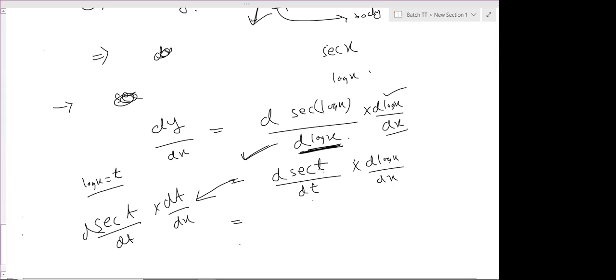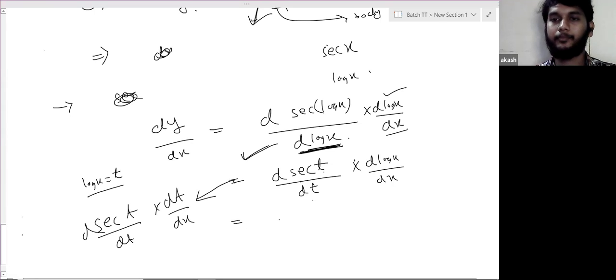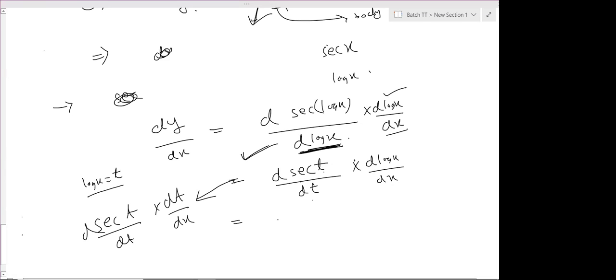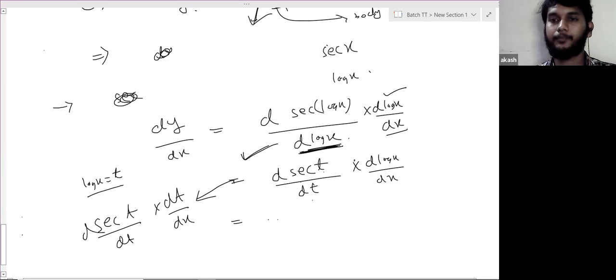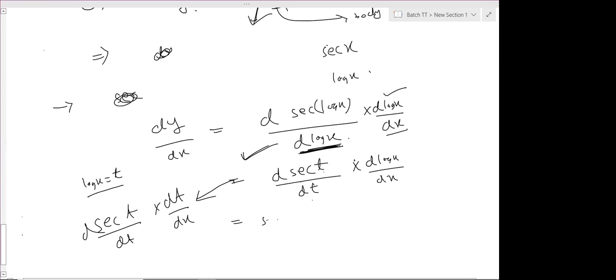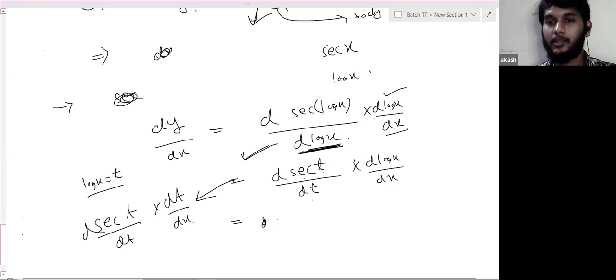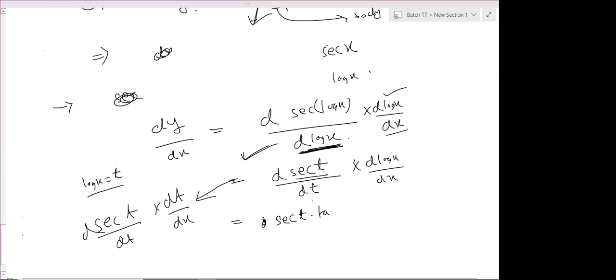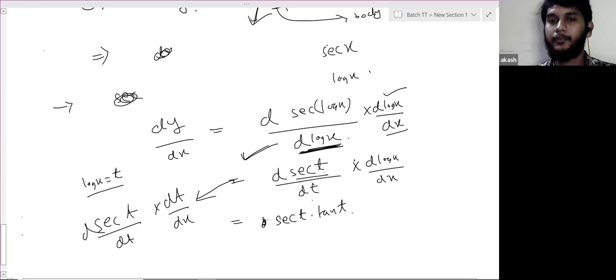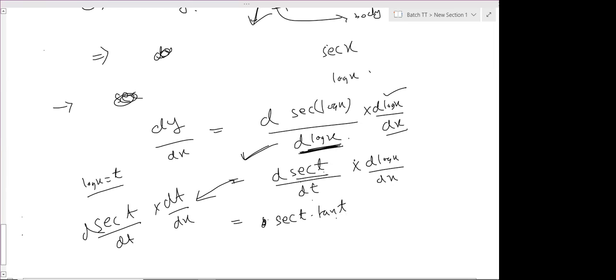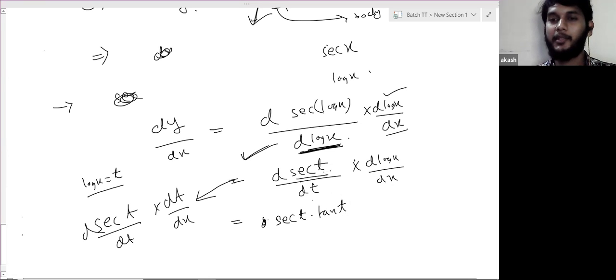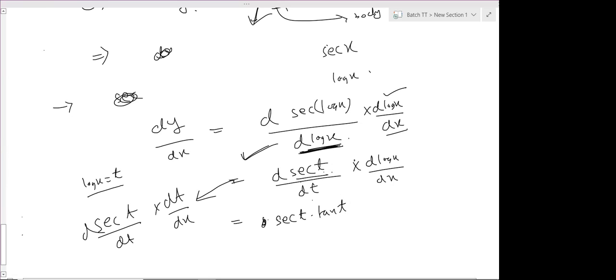All right. You've got the answer, Kinza, Aman. Yes, sir, got it. So what is the answer? So sec x tan x log x into 1 by x. How are you getting sec x tan x? What is the differentiation of sec t? Sec t into tan t, right? Okay, sir. You again did not substitute the value of t. I didn't understand how to differentiate this properly.